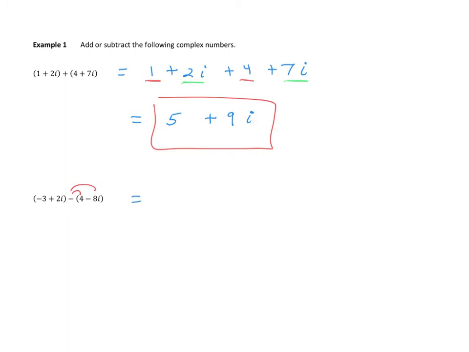If we do that, the first complex number doesn't change. It's just negative 3 plus 2i. But if I distribute in the negative, I get negative 4 plus 8i. The next step is to combine like terms. Here I have a negative 3 and a negative 4. And I also have a positive 2i and a positive 8i. If we combine the like terms, negative 3 and negative 4 is negative 7, and 2i plus 8i is 10i. And that is how you would combine those.